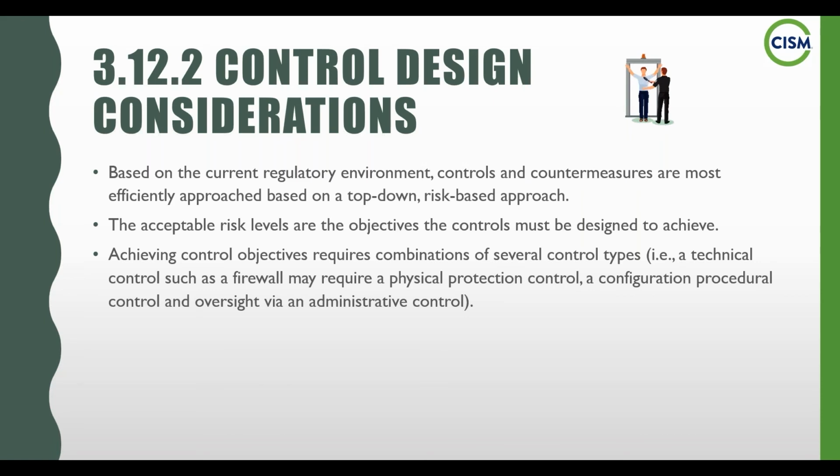The acceptable risk levels are the objectives the control must be designed to achieve, right? What are the acceptable risk levels on the basis of which you will design the controls? So controls are always designed to bring down the risk level to the acceptable level. Achieving control objectives requires a combination of several control types, such as firewalls, physical protection, configuration, procedural controls, right? Or any kind of administrative control.